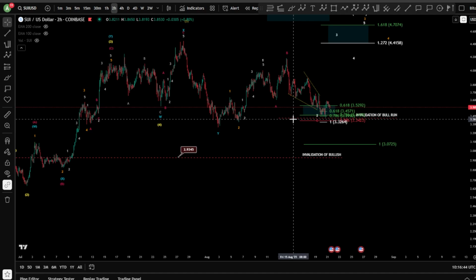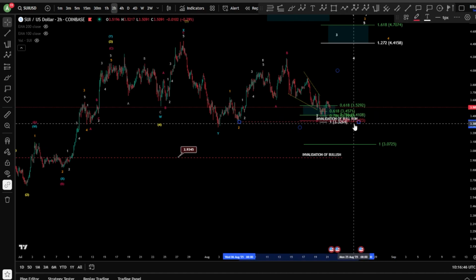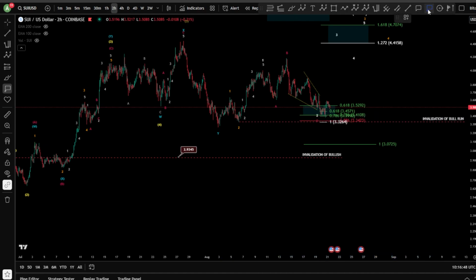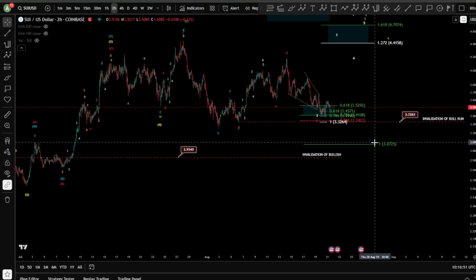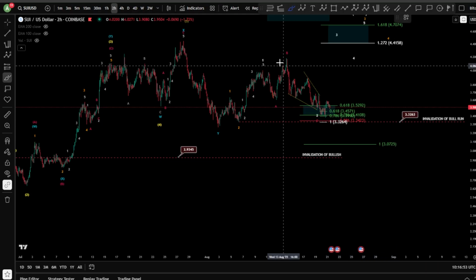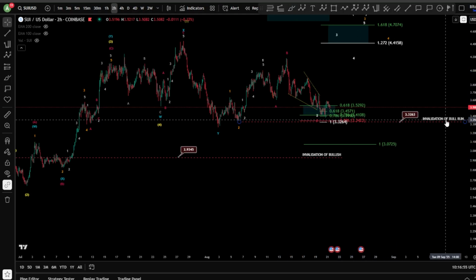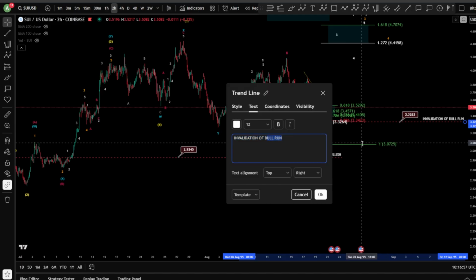And this is, of course, our invalidation for the bull run here, which it might be, of course, not really for the bull run. Well, you might still have a chance, but this is a very deep correction. Okay, so I would say invalidation of bullish here. Let's not make it so dramatic, guys.